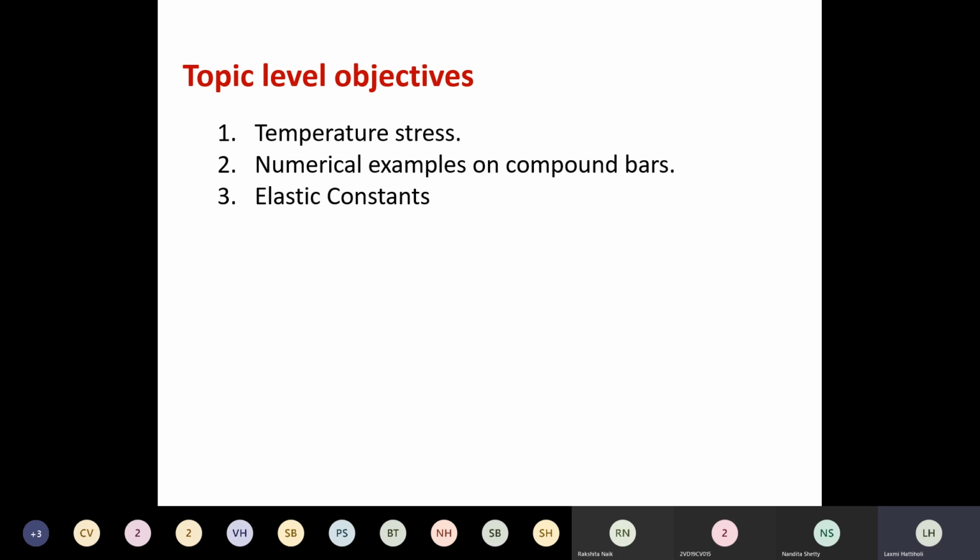We have used alpha, temperature T, length, right? So we have derived two compatibility equations on compound bars, and with those compatibility equations, today we shall solve numerical examples. We shall solve three numerical examples on compound bars, and we shall also study elastic constants. So what are the four elastic constants in strength of materials? We shall also study the relationships of elastic constants in the next class.